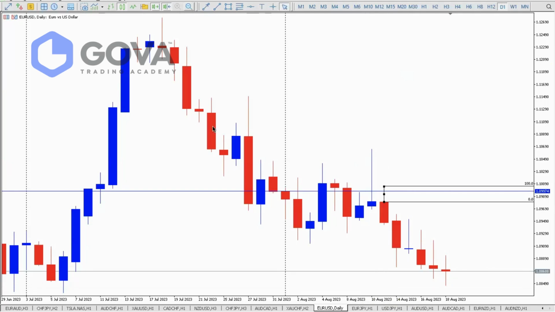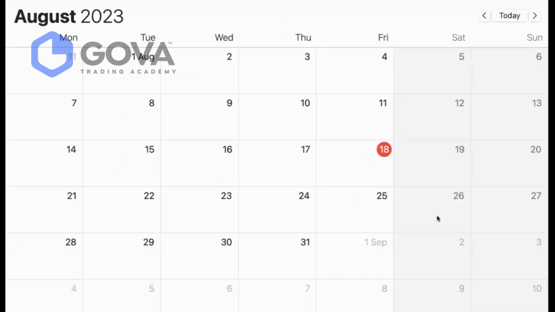Now, what is 11/08? Let's go back to our calendar and see what is 11. You can see 11 is on Friday, which means last week Friday, I was able to see a very good bearish candle.